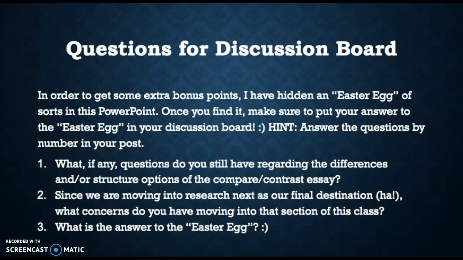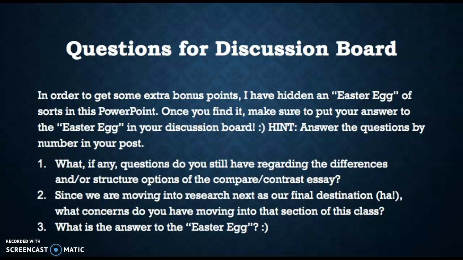So number 1, what, if any, questions do you still have regarding the differences and or structure options of the compare contrast essay? Honestly, you can also mention here which one of these structures you're considering using. That is totally up to you. But when you do your post for your rough draft, I'm going to have you state in your initial post which structure you decided on, so that whoever peer edits it can gear their mind in the right way.